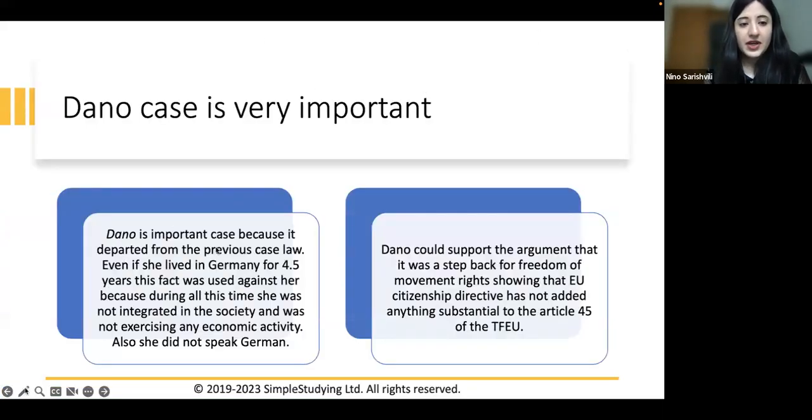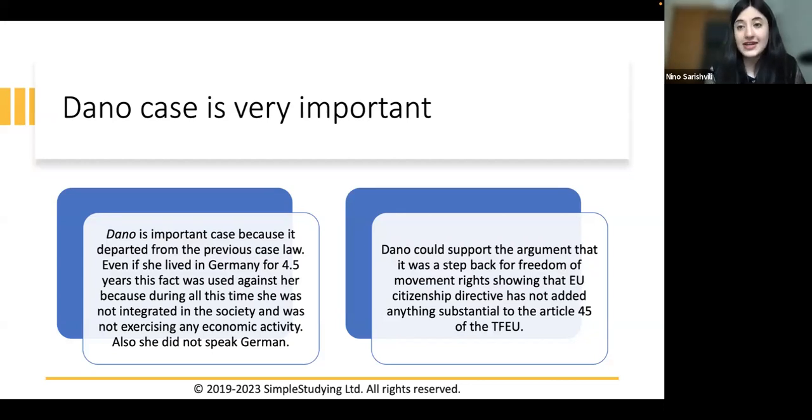Dano case is important because it departed from the previous case law. The previous case law has shown a more liberal approach and confirmed on every occasion that EU nationals are equal and have equal rights as the local nationals. Whereas in Dano, they have departed from that mainstream approach. Dano was a national from Romania, I believe, but she lived in Germany for almost 5 years.